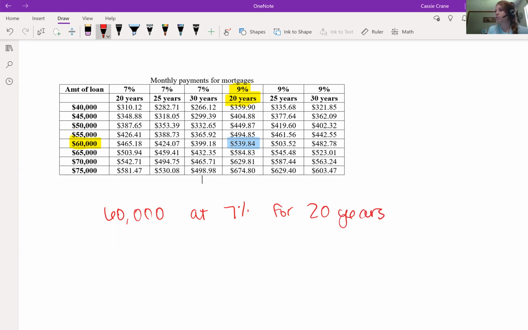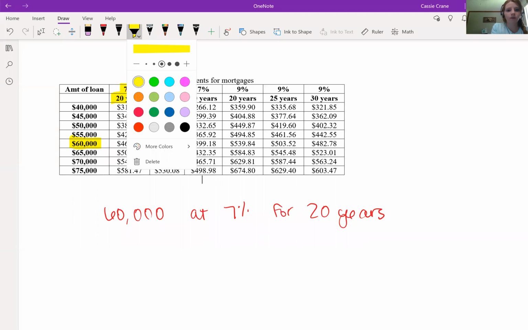Okay, and it says what are his monthly payments, the total amount paid, and the cost of the mortgage. So the monthly payment we're going to find in this chart. Okay, so I'm going to erase this. We're at $60,000, but now we want 7% for 20 years. So 7% is the first 3 columns, but 20 years is right here.